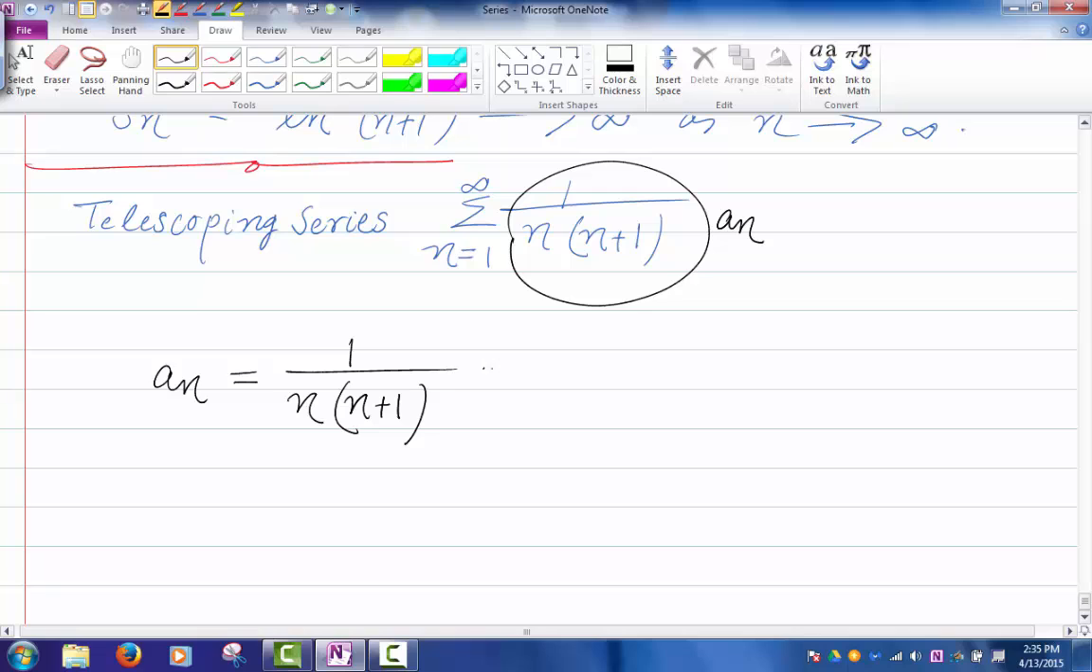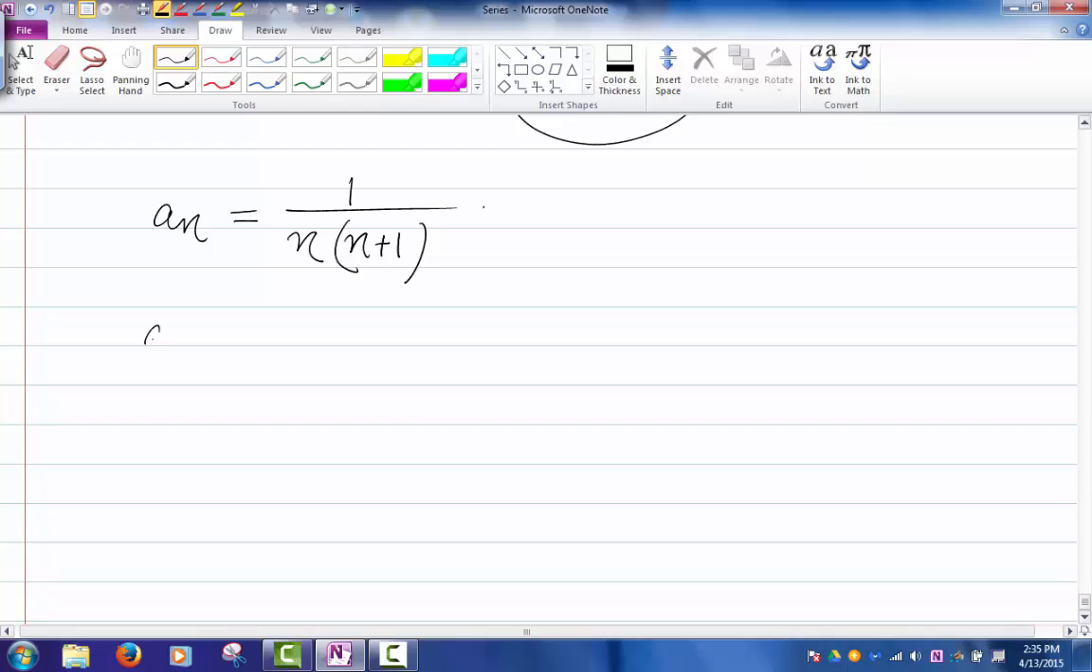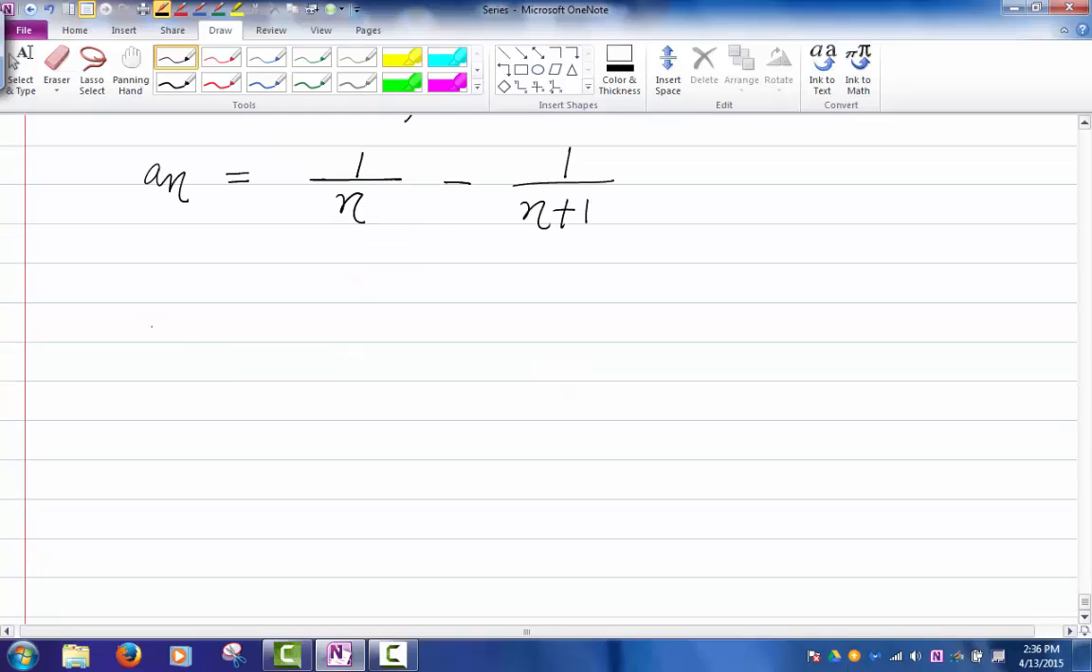And if I use partial fraction decomposition, I can rewrite this as 1 over n minus 1 over n plus 1. I am not showing you the details here, but you can rewrite this fraction as 1 over n minus 1 over n plus 1. Am I right? Well, the common denominator would be the product, and then n plus 1 minus n, which would be 1. So I can rewrite an in this way. Now I'm going to compute some of the terms. What is a1?